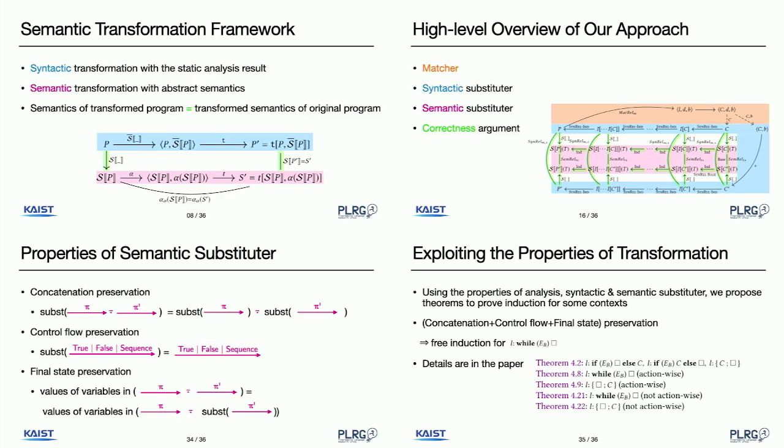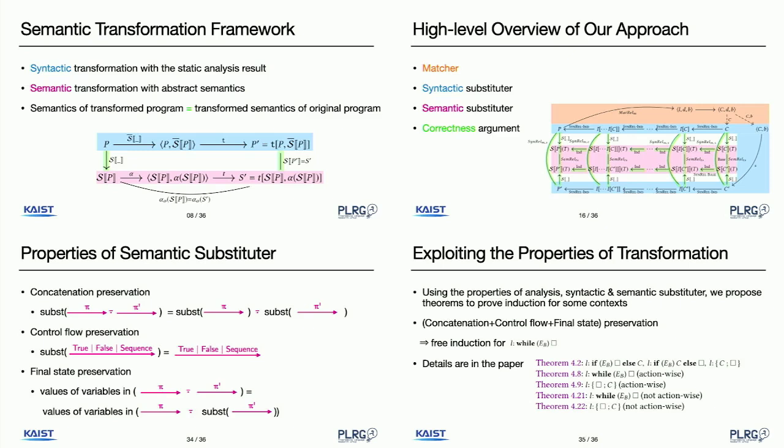For action-wise transformation, it is easier to prove the elimination of the induction case, while proving the same induction cases for non-action-wise semantic substitution, I failed to prove it. I don't know why I failed, but with more assumptions on the matcher and semantic substitutor, we can prove it also for non-action-wise transformation. So the result is the same, but the precondition is different.